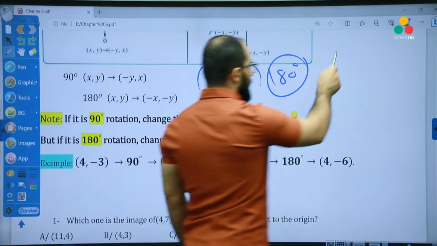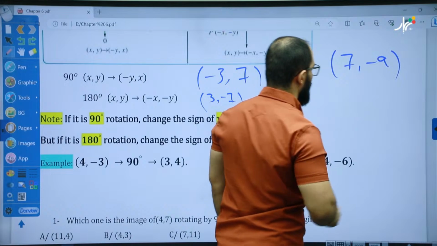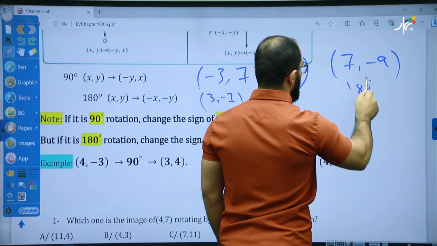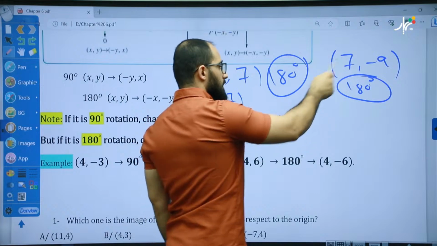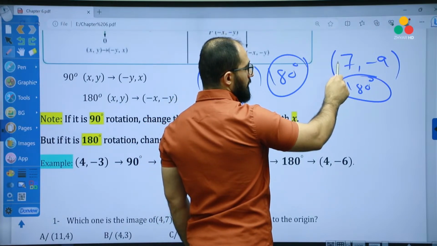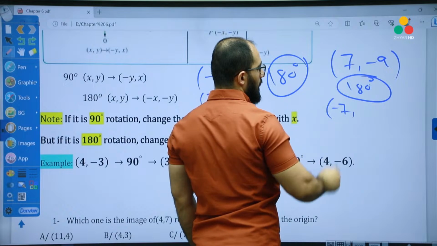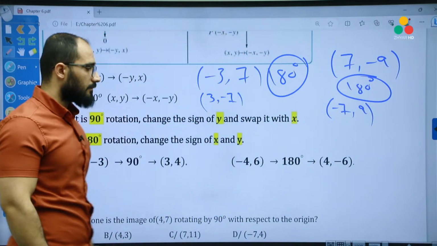Let's write another example. We have 7 and -9. 180 degree rotation. How to write it? So change the sign of x and y. X is positive, make it negative, and y is negative, make it positive, and that's the answer.